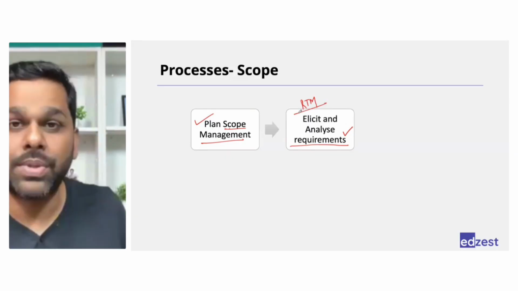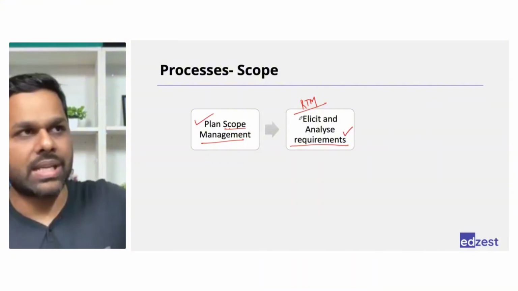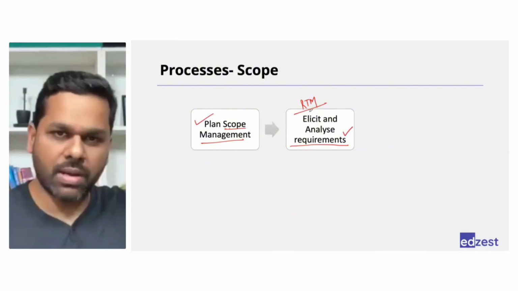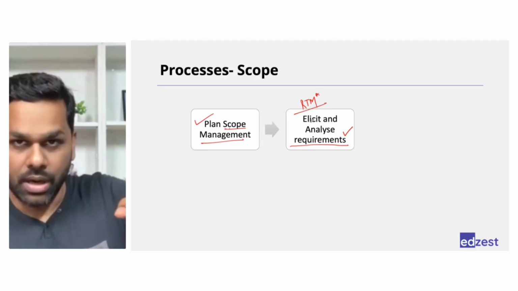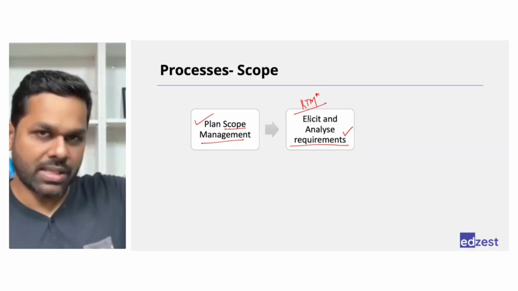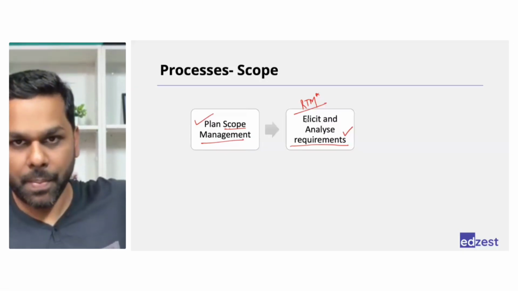Requirement traceability matrix helps you in tracing the requirement. When towards the end somebody says, okay, this is not what I wanted, you can always come back to the requirement traceability matrix and say that this is what we had identified. This person has given a sign off. That's why we have done it that way.